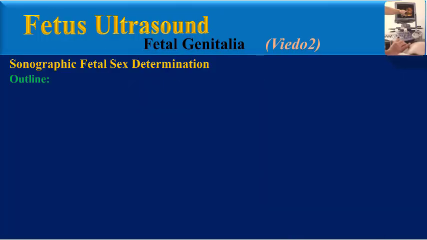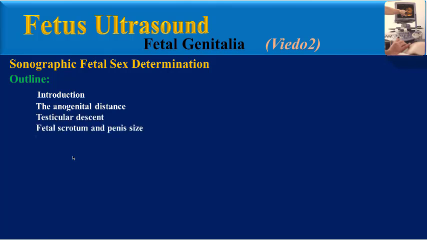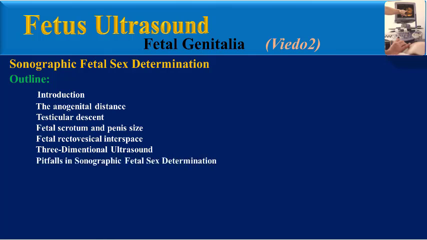The outline of this presentation includes introduction, the anogenital distance, testicular descent, fetal scrotum and penile size, fetal retrovesical interspace, three-dimensional ultrasound, pitfalls in sonographic fetal sex determination, and final teaching points.